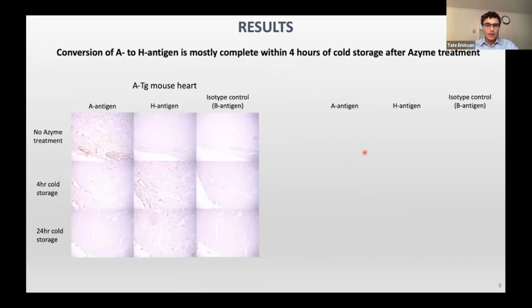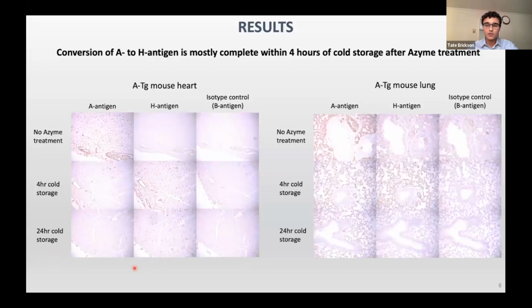First, looking at the antigen expression after AZyme treatment and cold storage, we see a large decrease in the amount of A antigen staining. So comparing to no AZyme treatment, both 4 hours and 24 hours show a large decrease in staining, with 24 hours showing a further decrease versus 4 hours. Conversely, we see the appearance of H antigen staining following AZyme treatment, and the lung results are also similar, where we see a large reduction in A antigen staining and the converse increase in H antigen staining across treatment.